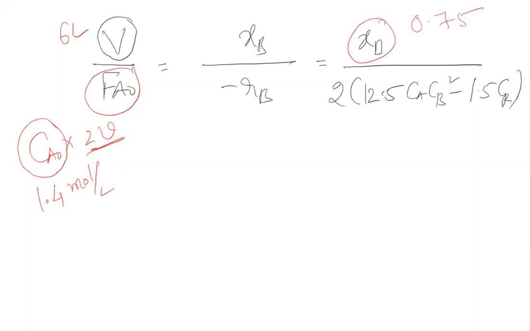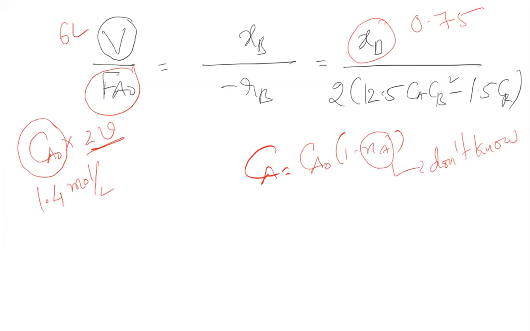0.75. Now what is CA? How do you write CA? It is a liquid phase reaction, so can't we write CA naught into 1 minus XA? But do you know XA? You don't know, because the feed is not in stoichiometric ratio. So how do you write CA? CA is CA naught minus CB naught into XB. Is it right or wrong?